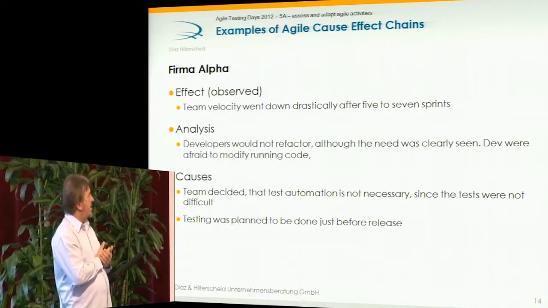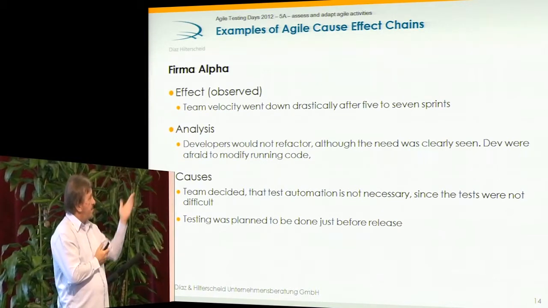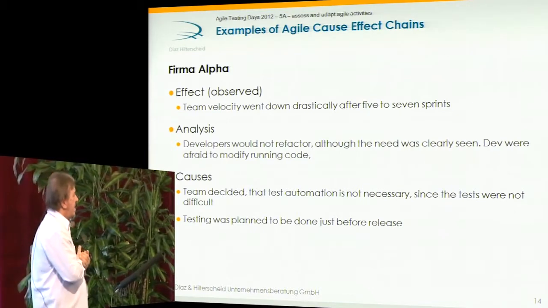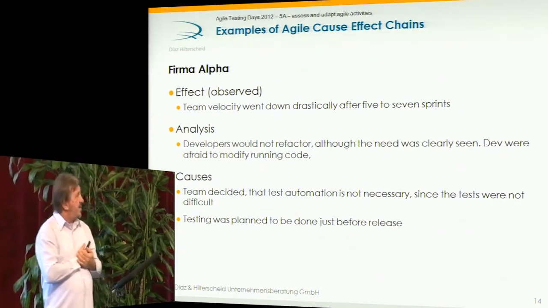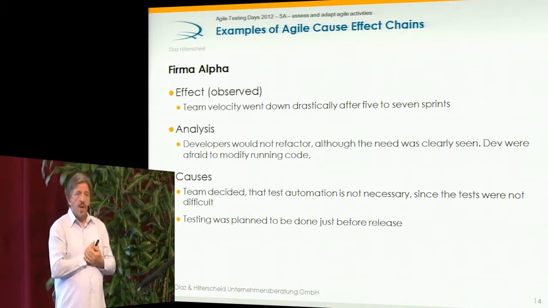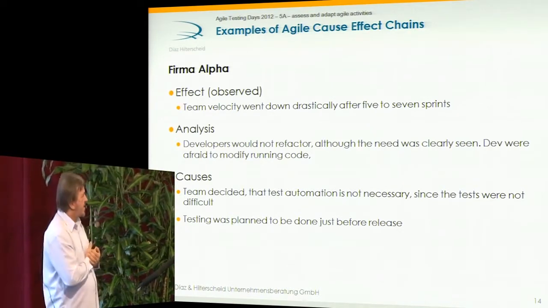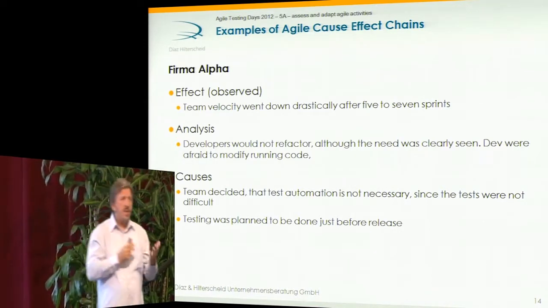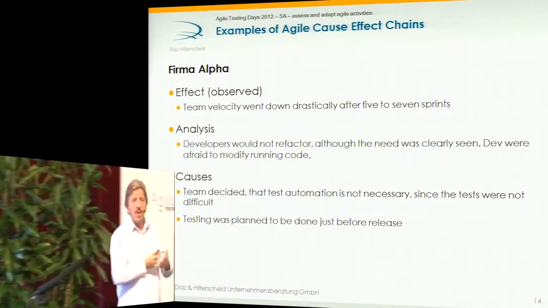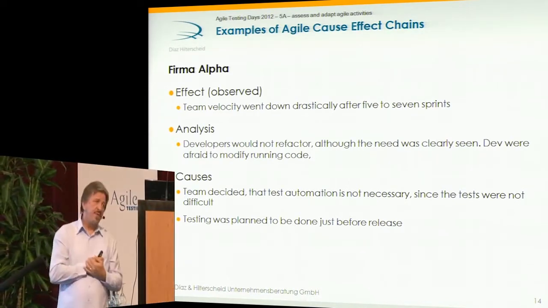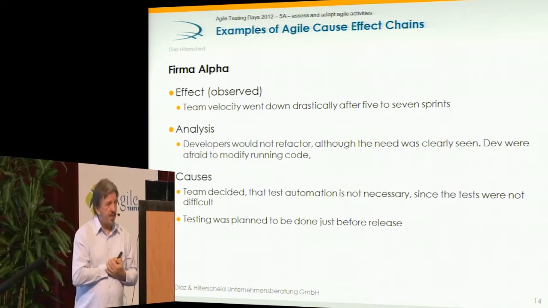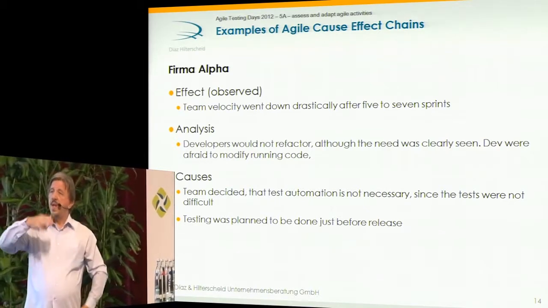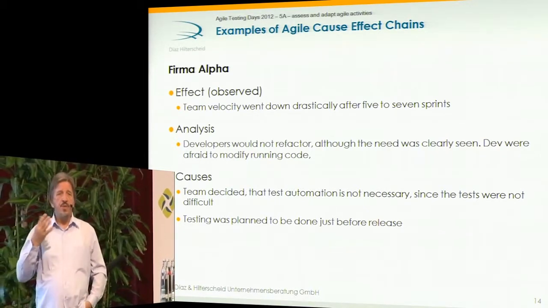that showed these problems. So we had a company where the team velocity went down, and they didn't know why. And what we found out is that the developers would not refactor the code. And when we asked why wouldn't the developers refactor the code? Well, because they were afraid to modify the running code. Why are you afraid to modify the running code? You have a regression test. Oh yes, we have regression tests, but we have not automated the regression tests. We thought, so that might be the underlying reason that they had a different attitude on test automation.